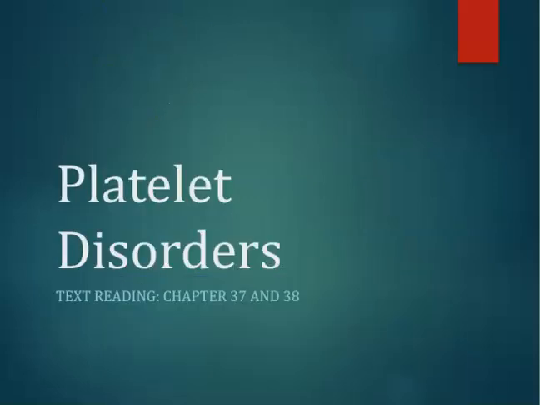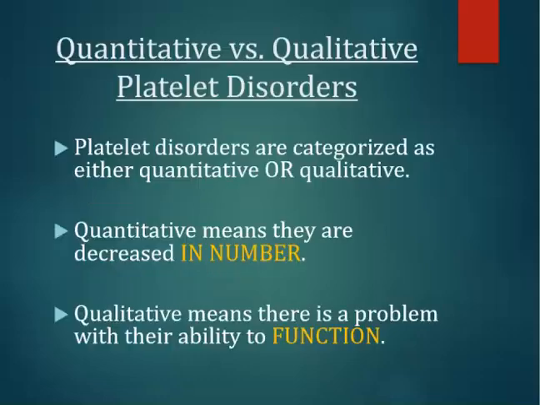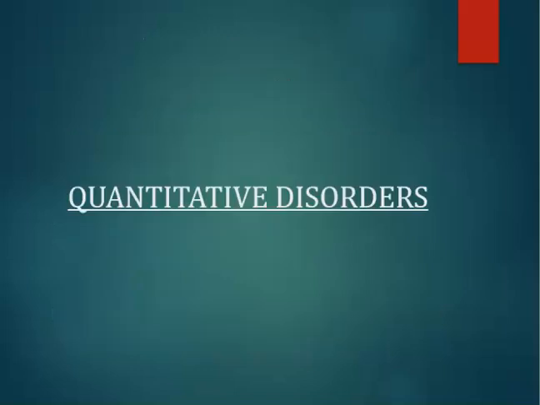Now we need to discuss some different platelet disorders. Platelet disorders are characterized as either quantitative or qualitative. If they're quantitative, it means there's a decrease in the number of platelets. If it's qualitative, it means there's a problem with their ability to function, a problem with the platelet being able to do its job. First, let's discuss the quantitative disorders, the disorders dealing with decreased numbers of platelets.